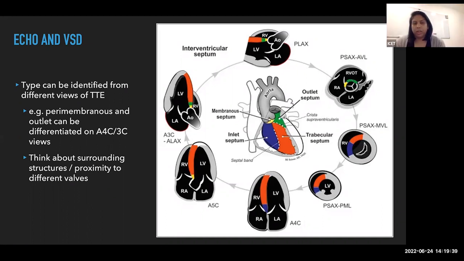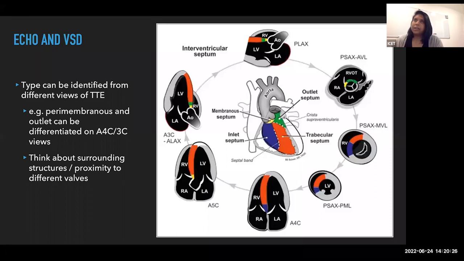Oh yeah, absolutely. As you can see here, the outlet and the perimembranous VSDs can occupy a similar space, but you need to interrogate multiple different views to help differentiate which VSD is which. It's in the same way as regional changes can tell you the culprit lesion in someone who's come in with cardiogenic shock. The different views can give you different perspectives of the different anatomical components of the interventricular septum, and therefore can help differentiate the underlying type of VSD.